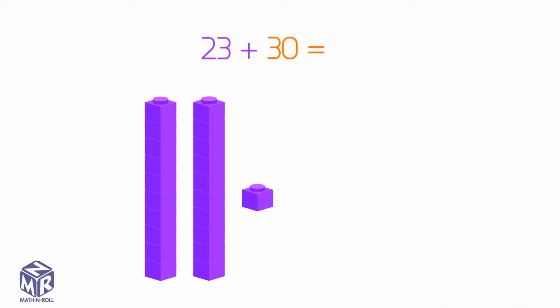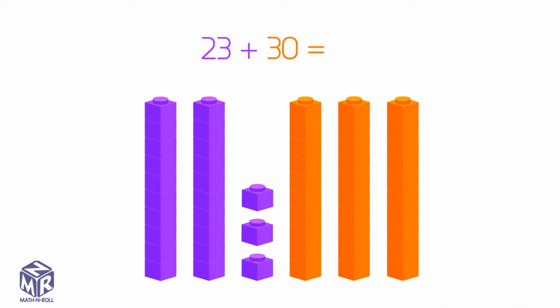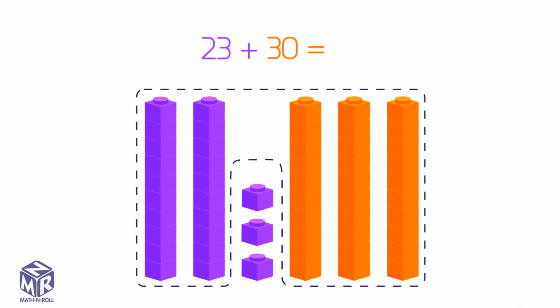Let's try another example. 23 plus 30. 23 has two 10s and 3 ones. 30 has 3 10s. Add the 10s to a two-digit number. We get 5 10s and 3 ones. So 23 plus 30 equals 53.